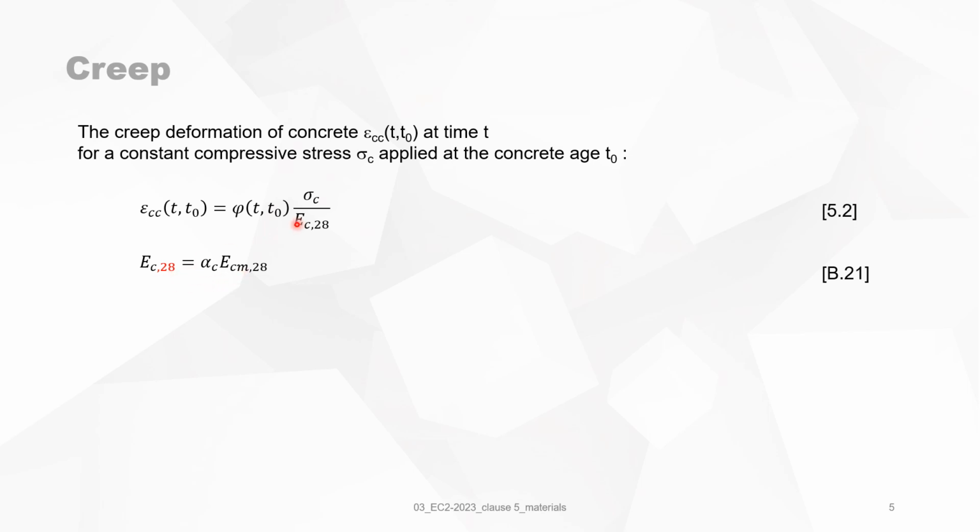So Ec28 is the secant modulus of elasticity, and Ecm28 is the tangent modulus of elasticity. We should not make a mistake between those two. For creep, we use the secant modulus of elasticity. For deflection, we use the tangent modulus of elasticity. The coefficient alpha c is given by this formula.